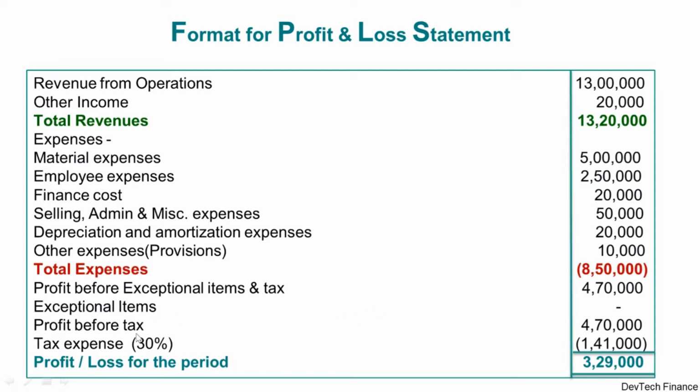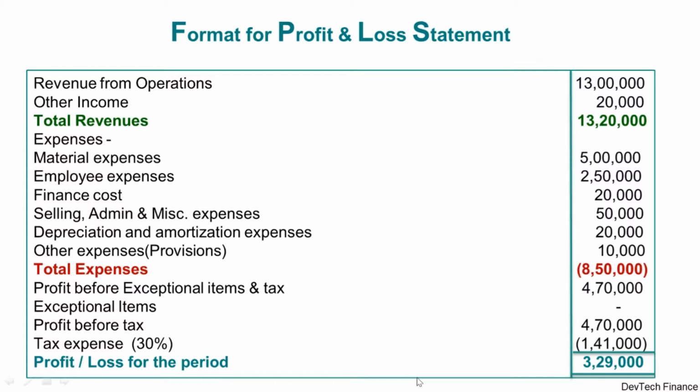Now we arrive at the figure of profit before tax, which is 4,70,000. Then after paying the tax expenses, which is around 30% in this case, 1,41,000, after deducting this from profit before tax, we arrive at profit after tax. And this is our profit or loss for the period. This profit after tax you can call net profit, net income, or profit or loss for the period, whatever you feel like. All are synonyms. So in this case we arrived at the figure of 3,29,000, which is the profit for the business.